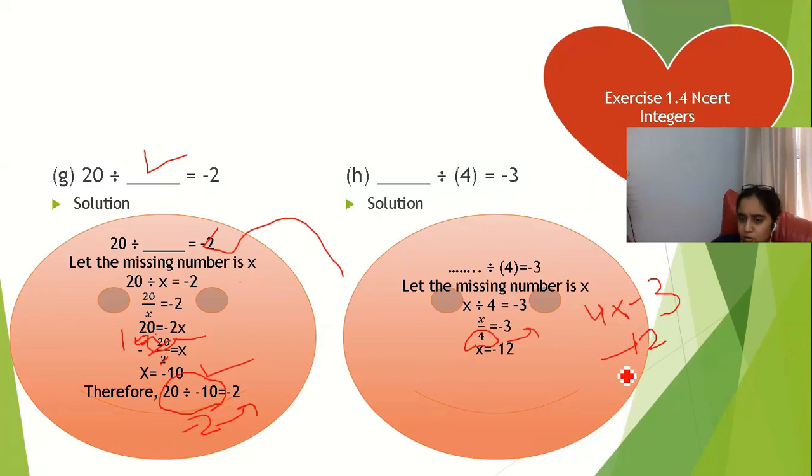4 threes are 12, and the sign of this 12 is negative, because when you apply the rule of multiplication, here one number is positive and another is negative, so the sign of the answer is negative. So my answer is minus 12.